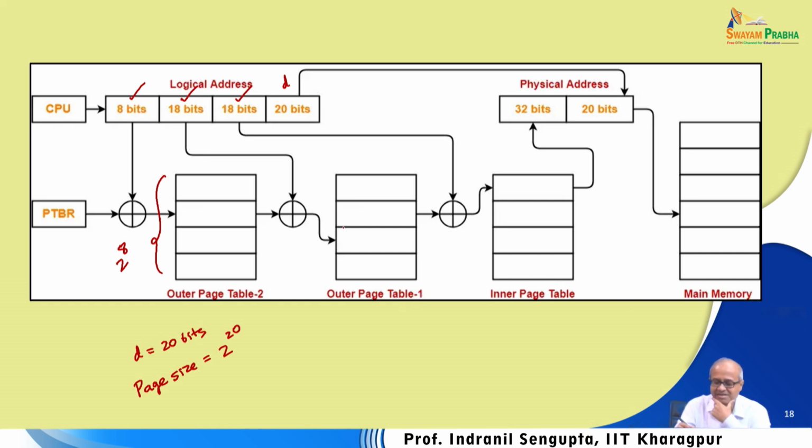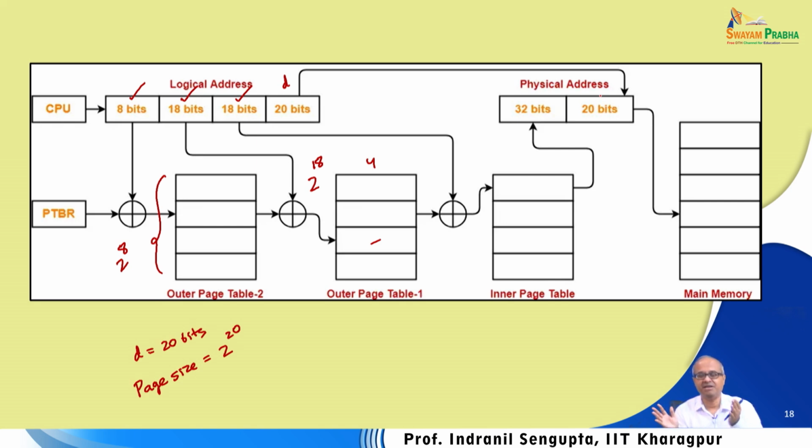So, here there will be 2 to the power 18 entries, and assuming 4 bytes per entry, it will be 2 to the power 20, so the same, 1 megabyte size. Okay. Similarly, from here you access another inner page table, and then you create the final memory address by getting the frame number. So, you can split it up. Here there will be 3 memory accesses required to access the page table.